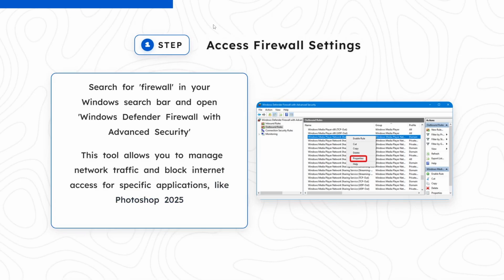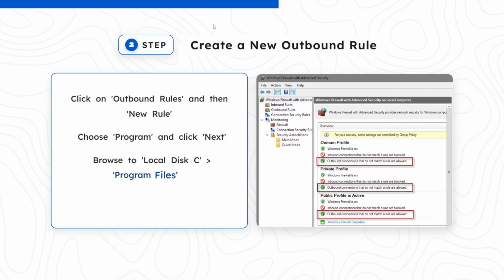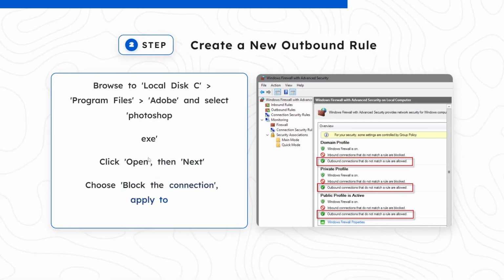Click on Outbound Rules here, and then in the left sidebar select New Rule on the right. Choose Program and click Next. Then browse to your Photoshop installation folder. Select the Photoshop executable file and then click Open, then Next.